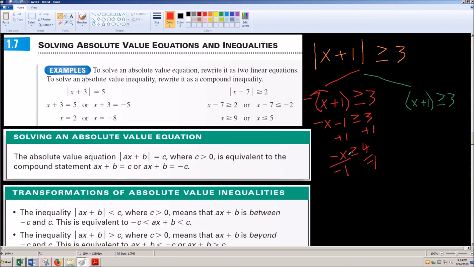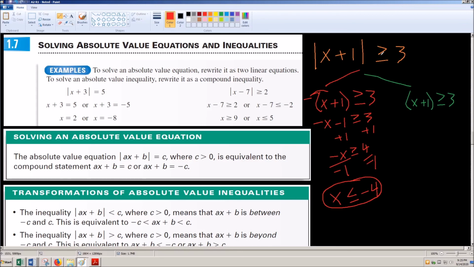Keep in mind that when I do any division or multiplication with an inequality, I have got to flip the sign. So now it's going to be x is less than or equal to -4. There's one of my answers. If I plug in -4, it will work out exactly. -4 plus 1 gives me -3. The absolute value of -3 is 3. 3 is greater than or equal to 3, so that works.